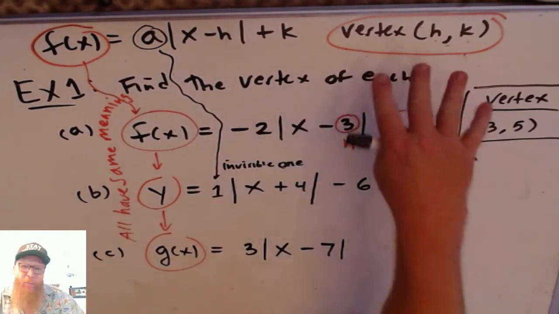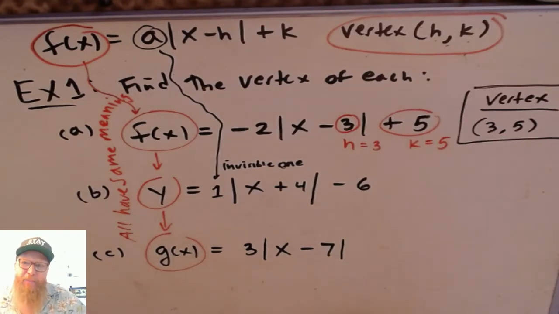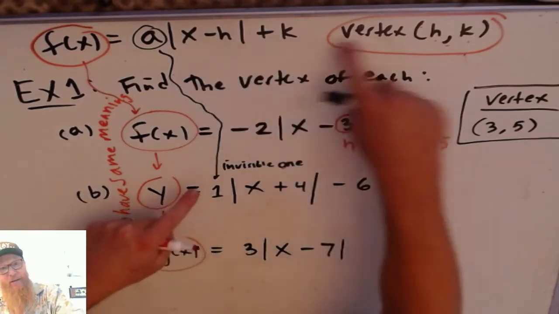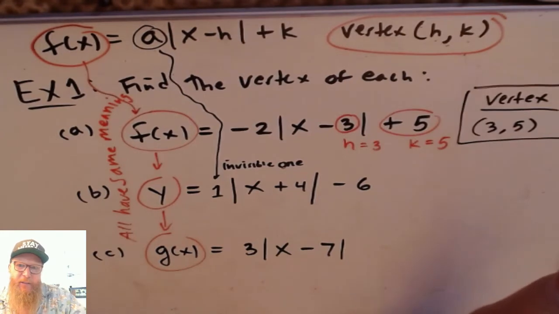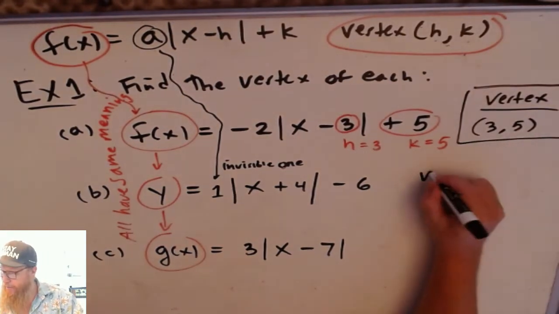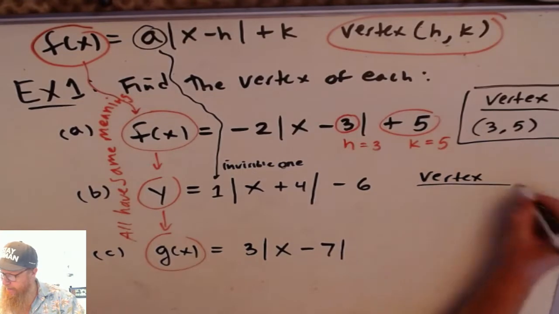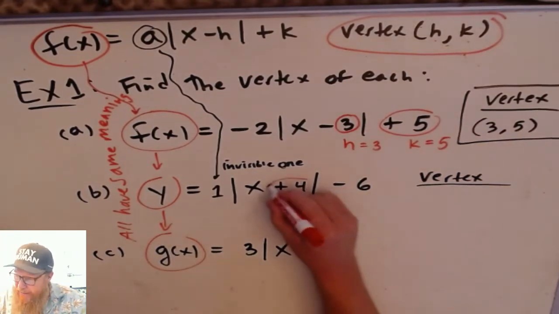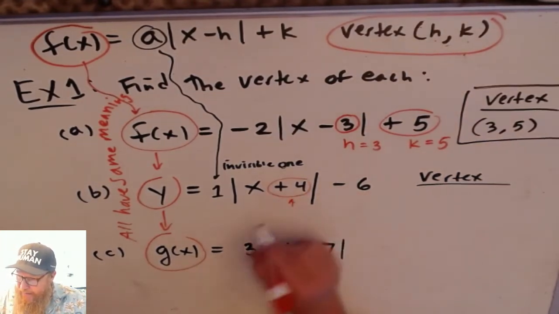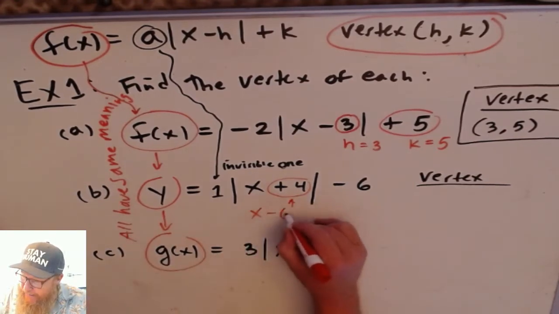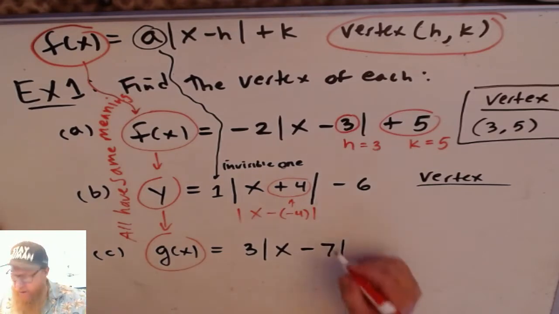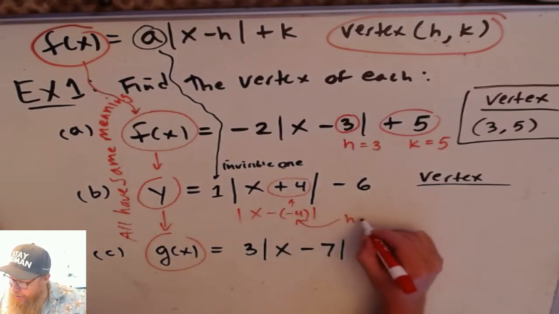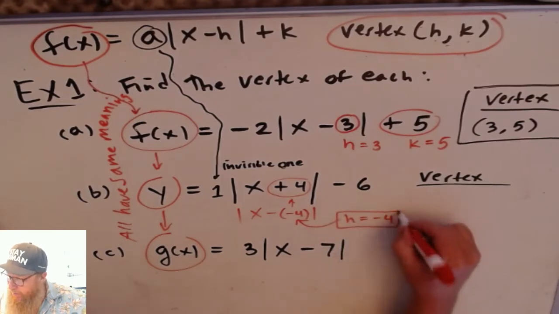Now, in this particular problem, the A value doesn't really matter, right? The A value is just the scalar that doesn't contribute to the vertex. So the vertex is the opposite. So this is technically x minus -4. That's another way of saying x plus 4. And so that means that h is -4.